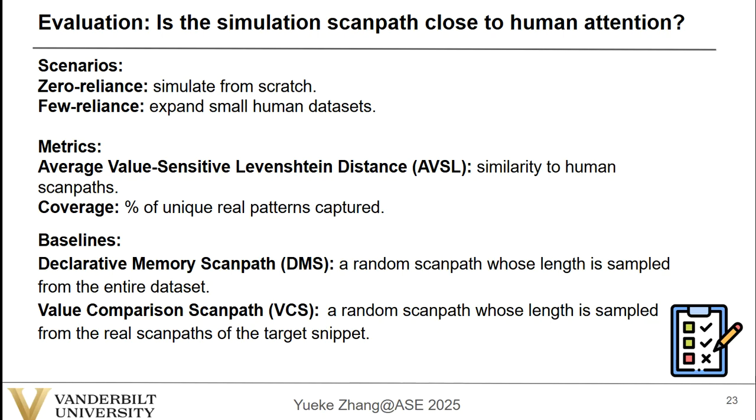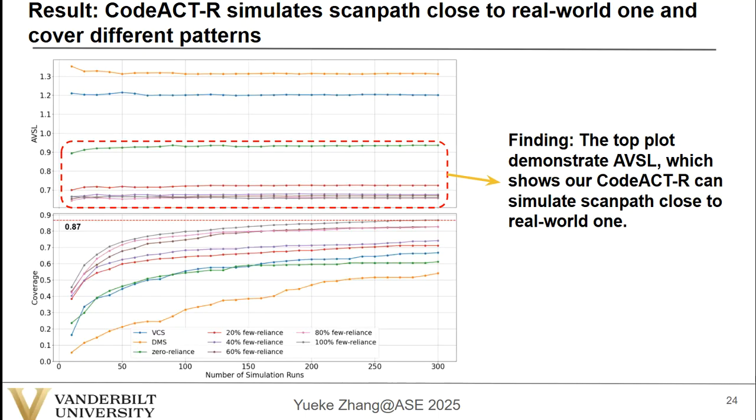We also have two baselines, the DMS and the VCS. DMS is the declarative memory scan path. It's a random scan path whose length is sampled from the entire dataset. And the VCS is a random scan path whose length is sampled from the real-world scan paths of the target snippet. We generate 300 samples per snippet for robust comparison.